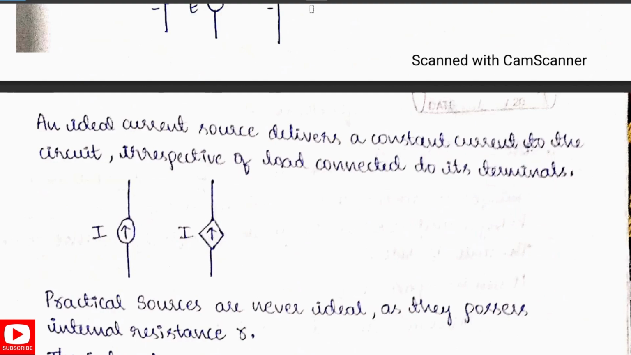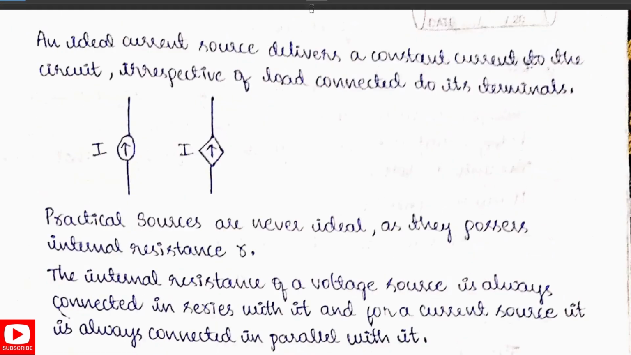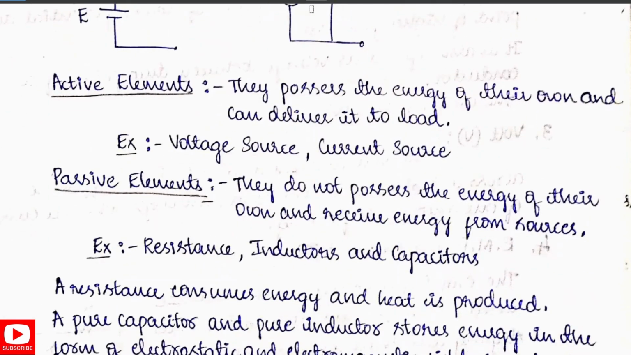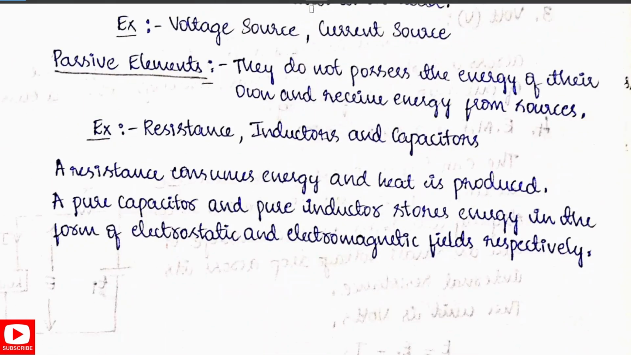An ideal current source always delivers current to the circuit irrespective of the load connected to its terminals. Practical sources are never ideal, as they possess an internal resistance R. The internal resistance of a voltage source is always connected in series with it, and that of a current source is always connected in parallel with it. So active elements and passive elements, do note them.